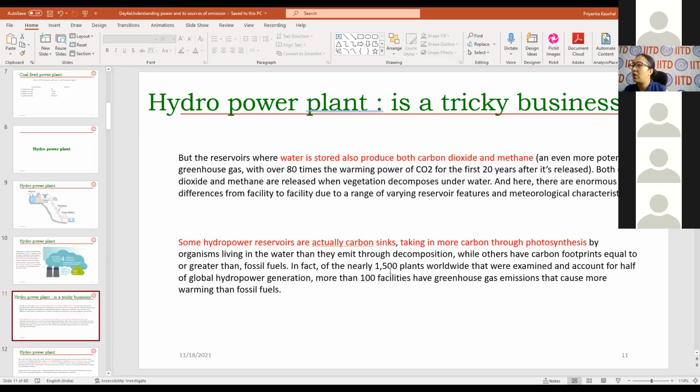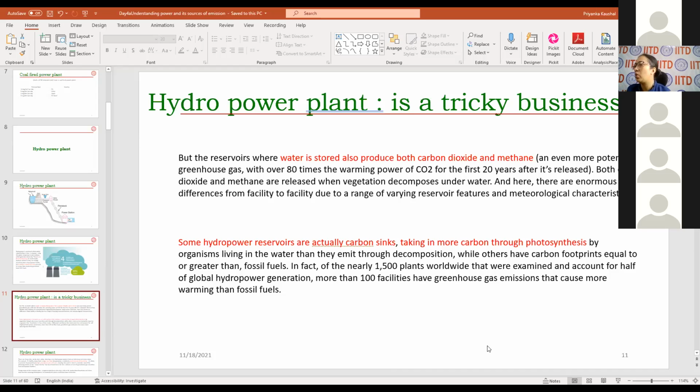Right. In fact, of the nearly 1,500 hydropower plants worldwide that were examined, which accounted for half of global hydropower generation, more than 100 facilities have greenhouse gas emissions that cause more warming than fossil fuel. So this is one of the reports, and they examined 1,500 such hydropower plants in the world, and they found that out of these 1,500, 100 facilities were such that the greenhouse gas emitted from them was actually more harmful than that of a fossil-based power plant, right?